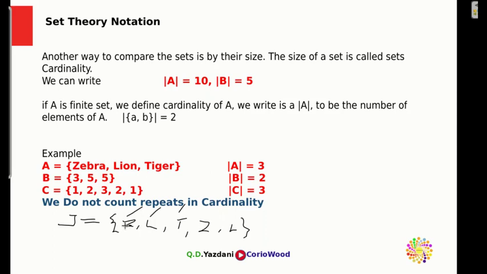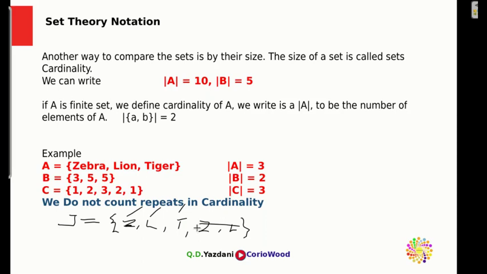Whatever the repeat is, we do not count, and that's exactly true in computer science as well. When you go into computer science sets, the computer just ignores the repeats. In Python, C++, or any other language, in algorithms, we do not count them. When the computer encounters the zebra, lion and tiger, and then zebra and lion again, it just ignores them. That's exactly true in mathematics as well, because mathematics is the root of computer science. All algorithms are built on mathematics, so we follow the same rule. In cardinality, we do not count the repeats.